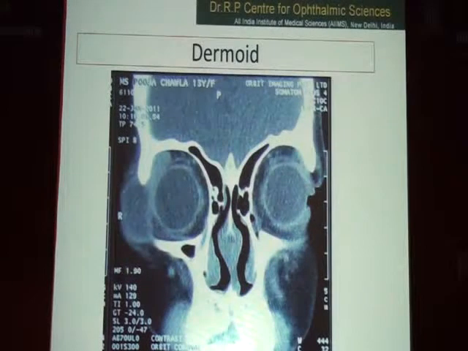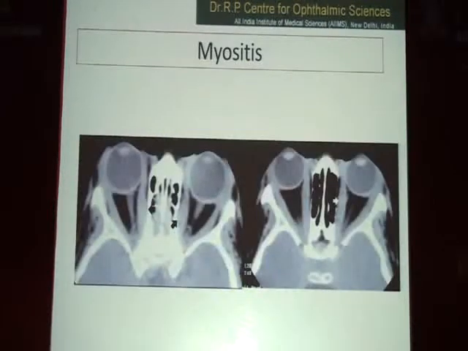Dermoid is again an important and common orbital tumor in our clinical setting. So this is a case of dermoid. Over here again you can see more or less a cystic mass, and dermoid has characteristic locations like the supratemporal or supranasal orbit where the suture lines are present.